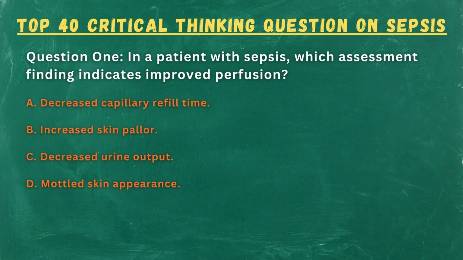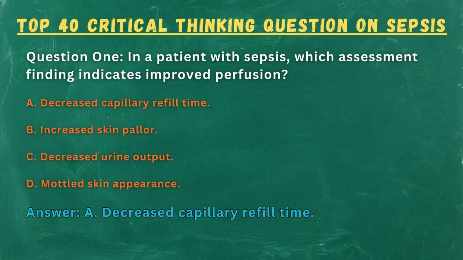Question 1. In a patient with sepsis, which assessment finding indicates improved perfusion? A. Decreased capillary refill time. B. Increased skin pallor. C. Decreased urine output. D. Mottled skin appearance. Answer: A. Decreased capillary refill time.